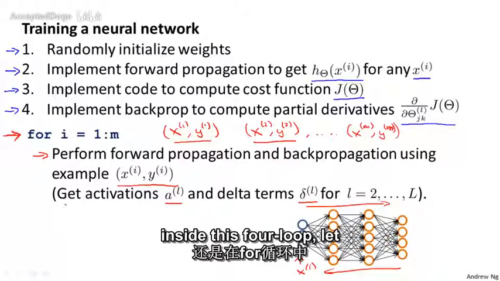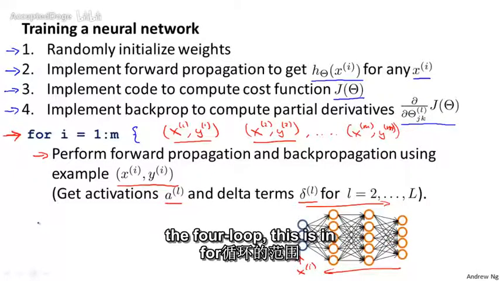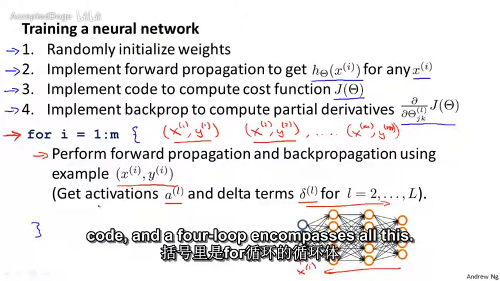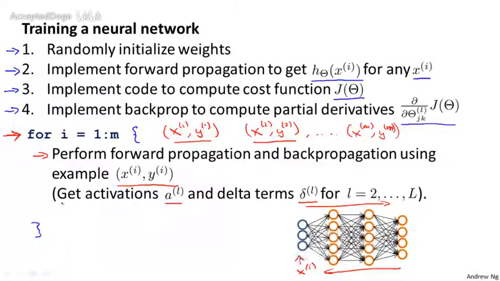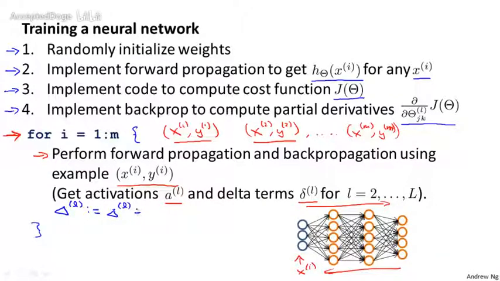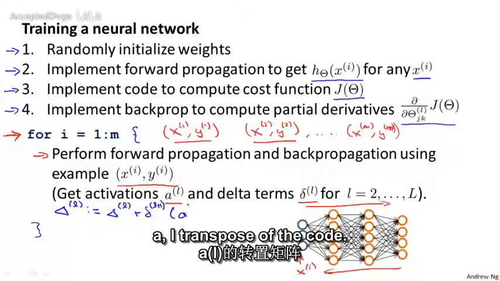Then, still inside this for loop, let me draw some curly braces just to show the scope of the for loop. This isn't Octave code, of course, but it's more like C++ or Java code. But the for loop encompasses all this. We're going to compute those delta terms, using the formula that we gave earlier: the accumulated delta L plus delta L plus 1 times A L transpose.